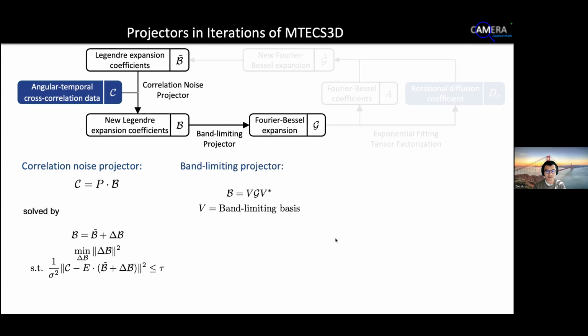Then we can apply the band limiting projector to denoise to obtain the Lagrange expansion coefficients. Here we actually need an upper bound of the diameter of a single particle. Then based on the Fourier Bessel series of the Patterson function, we can derive the band limiting expansion basis, and let V be the band limiting basis functions. In matrix notation, this can be written as B equals V times G, the matrix of the Fourier Bessel expansion, and then times V conjugate transpose. We can invert this by multiplying the pseudo-inverse of V at the left side and right side of B.